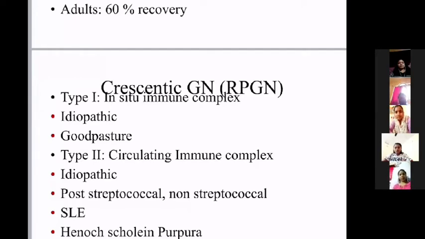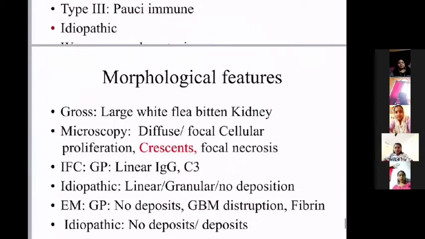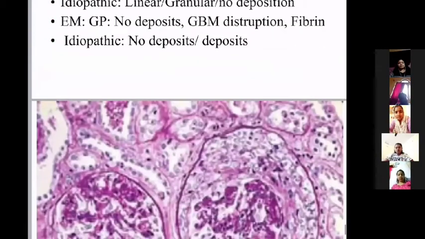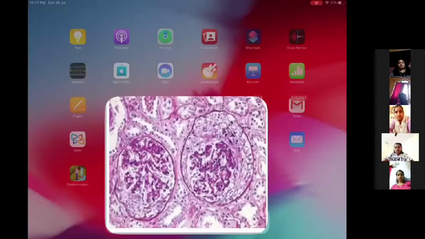Okay. Now we will discuss some other important topic in kidney.